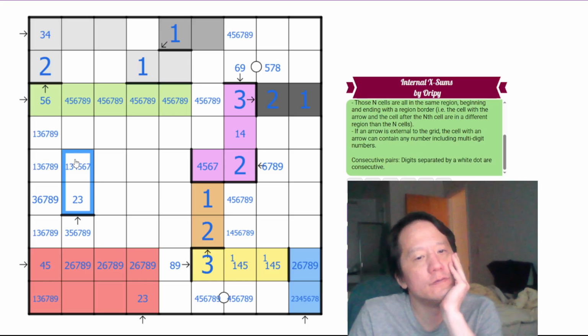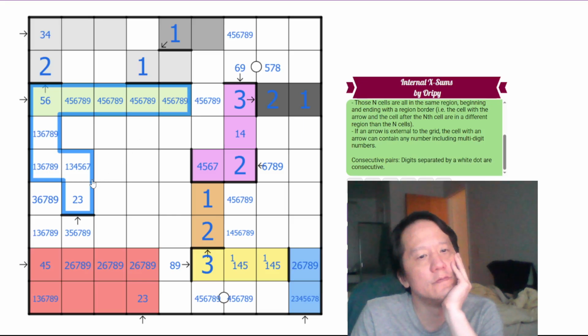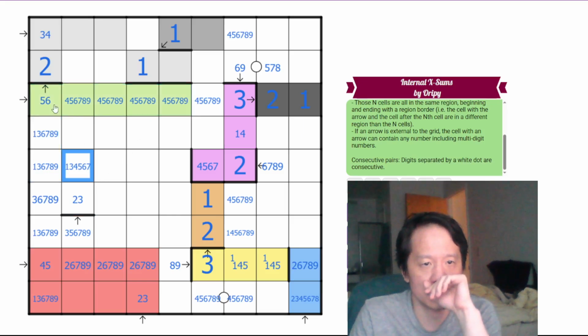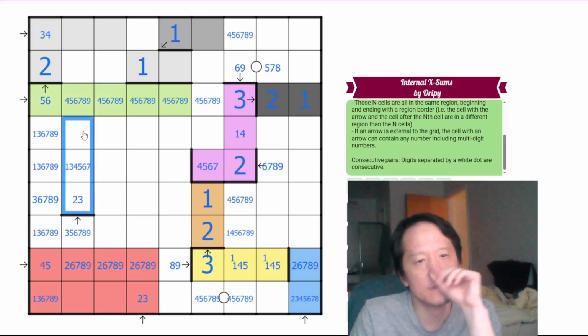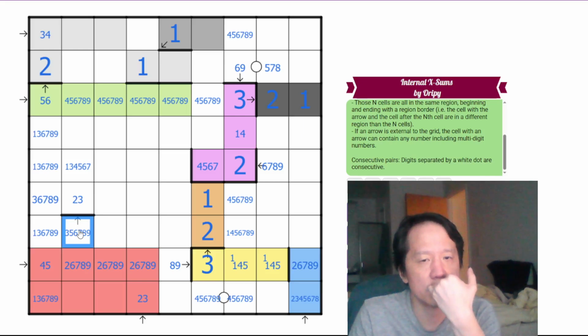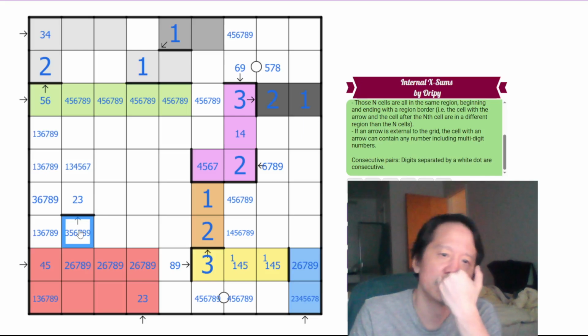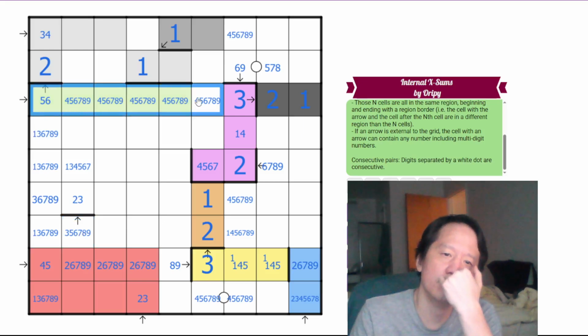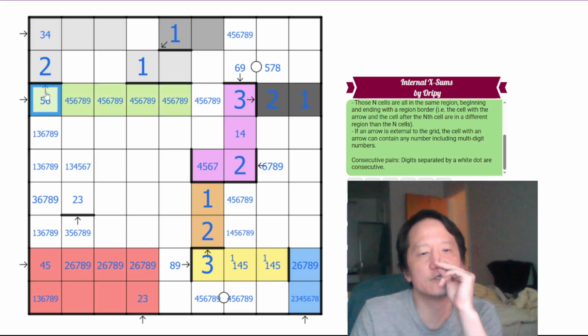This is 2 or 3. I mean, it could be green like that, right? That's possible. Or something like that. If this is 6, oh, that's interesting.